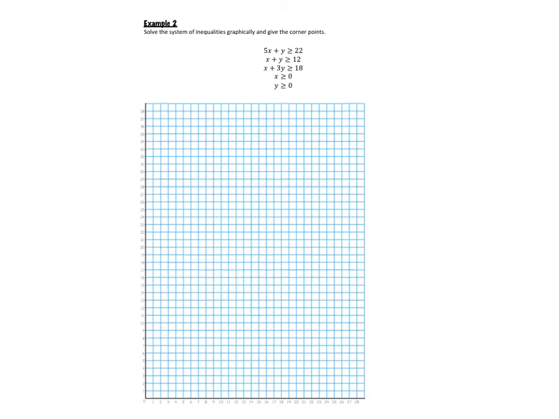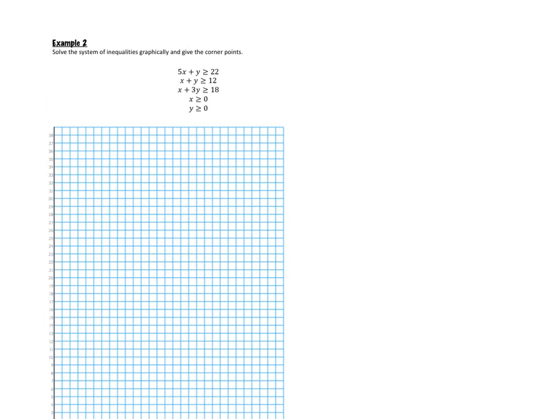So here's another example where we try to identify corner points by graphing. Again, what we're going to do first is get these equations to y equals. So I have 5x plus y is greater than or equal to 22. And notice on this equation, I get y by itself. So y is greater than or equal to negative 5x plus 22.